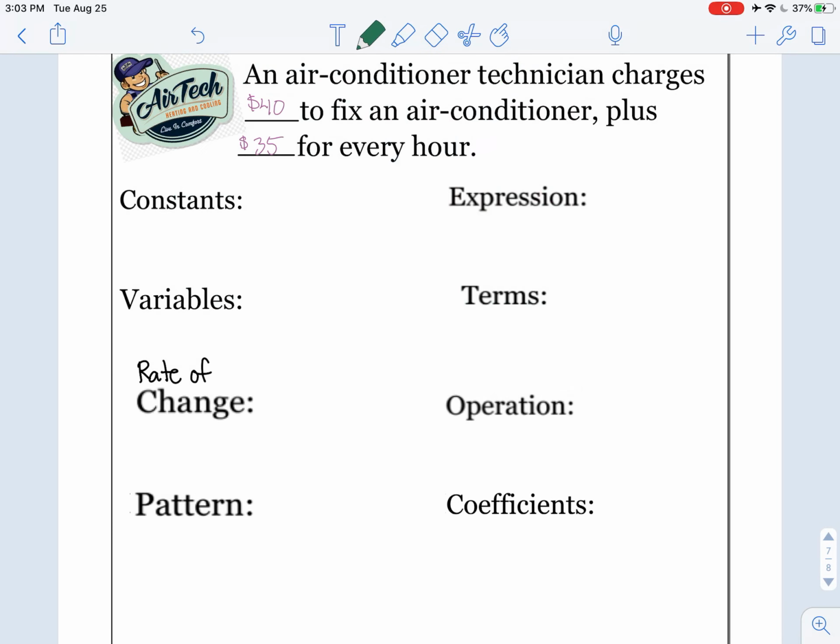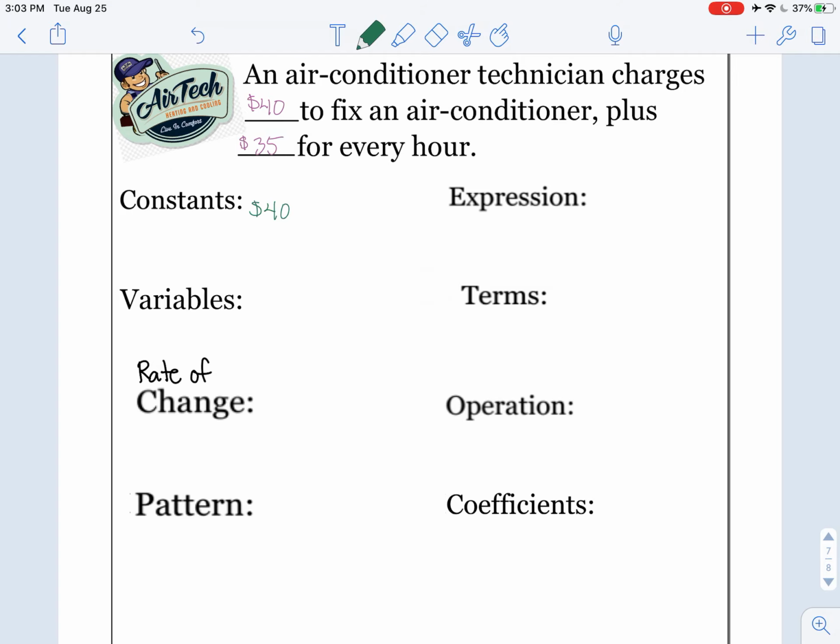So let's look. What is the constant? What is the number that doesn't ever change no matter what you do? And that is the $40, all right? You're always going to have to pay that $40. Like I said, even if the repairman is like, oh, look, you just have this button pressed, or oh, there was just this tissue stuck in there. I don't know. You still pay $40.